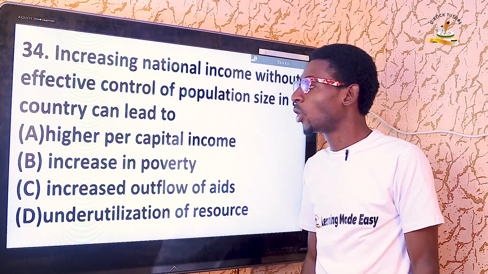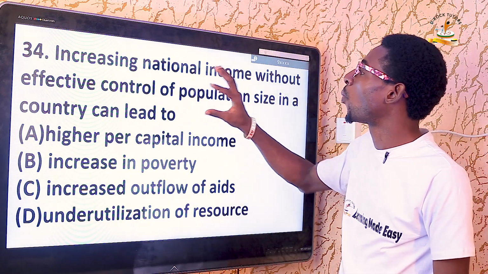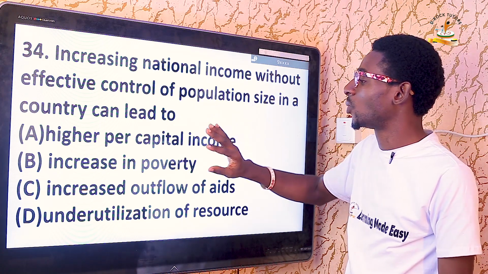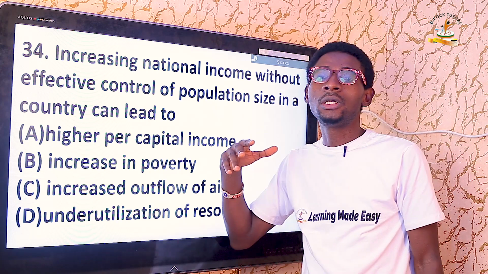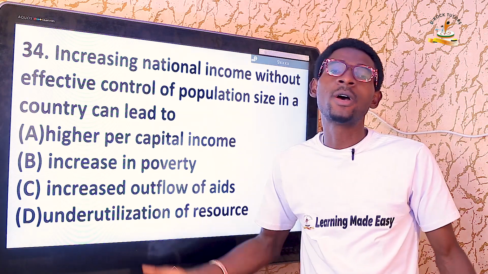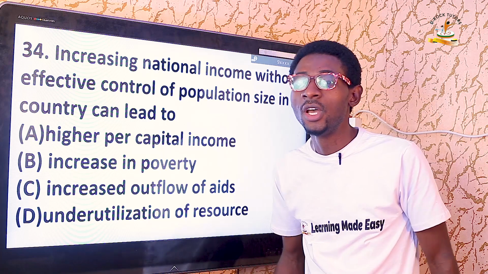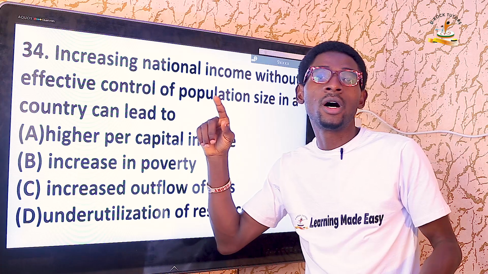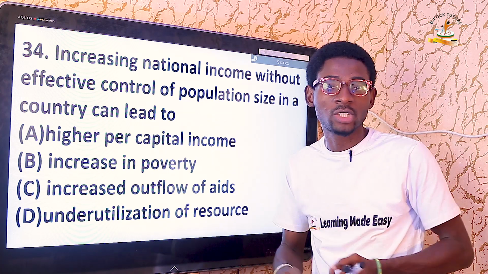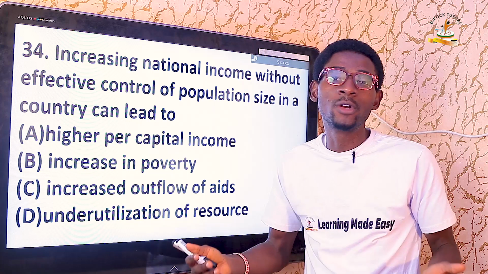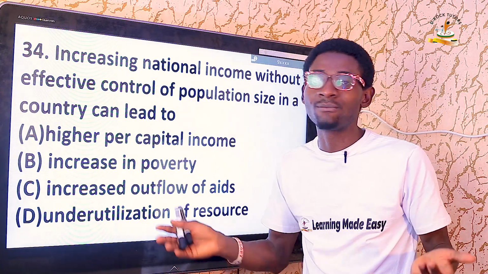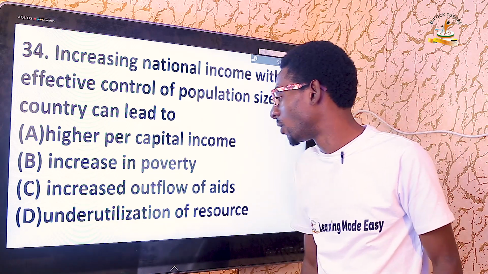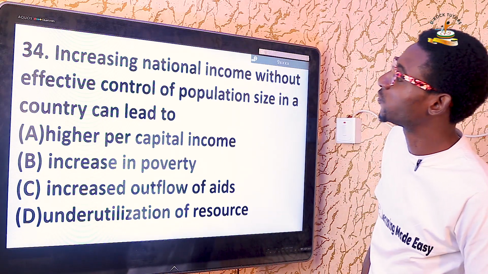34 is D. So when you are increasing the national income and population is increasing, at a certain level it will lead to mismanagement of funds. You don't know how to manage it. This kind of situation encourages siphoning of government funds, corruption and bribery, because there is money everywhere, everybody has money in excess, and the population is large. So it will lead to underutilization of resources. Number 35.